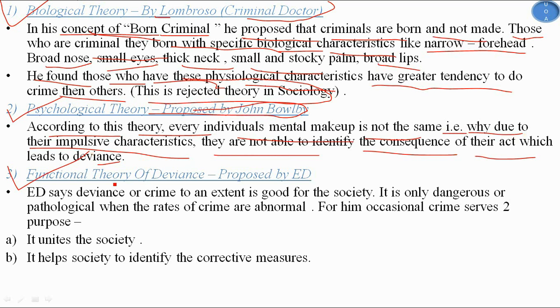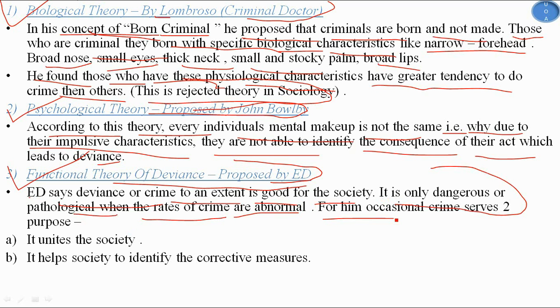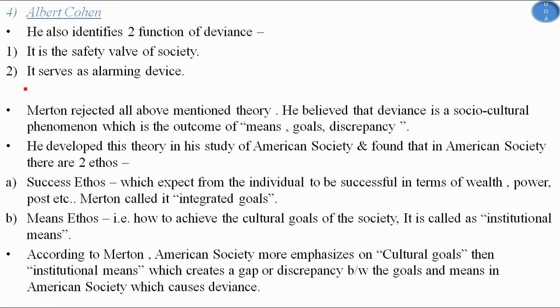The third theory is the functional theory of deviance, proposed by ED, that means Emile Durkheim. Emile Durkheim says deviance or crime to an extent is good for society. It is only dangerous or pathological when the rates of crime are abnormal. For him, occasional crime serves two purposes. Basically, it unites society, and it helps society to identify corrective measures.